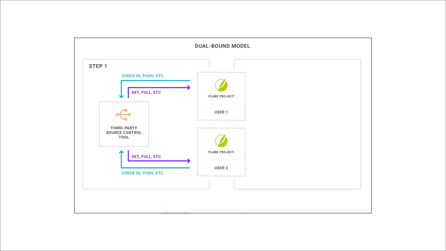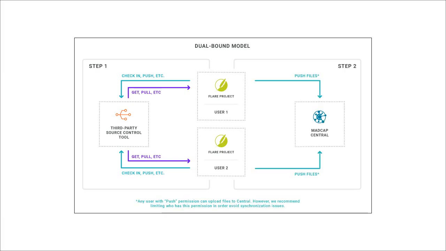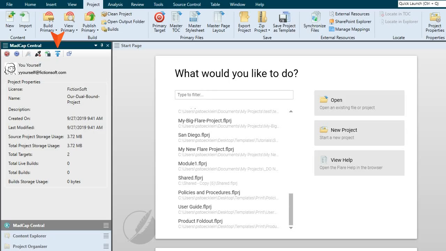When using the dual bound model, you'll work just as you normally would with your main version control provider. When you want to move your latest files up to Central so you can build output, you click the push button in the MadCap Central window pane. Here's an example of how it all might work with a team of users.